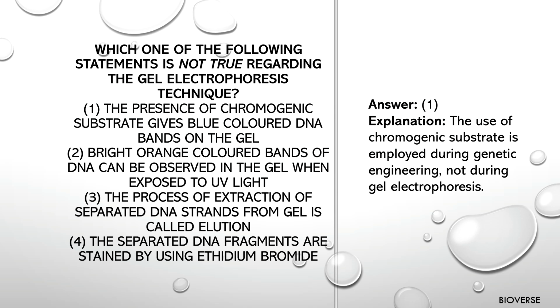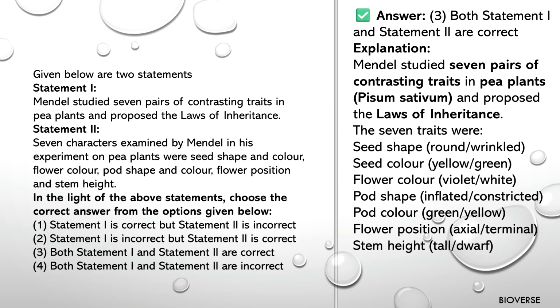Answer 1. Explanation. The use of chromogenic substrate is employed during genetic engineering, not during gel electrophoresis. Given below are two statements. Statement 1. Mendel studied 7 pairs of contrasting traits in pea plants and proposed the laws of inheritance. Statement 2. 7 characters examined by Mendel in his experiment on pea plants were seed shape and color, flower color, pod shape and color, flower position and stem height.